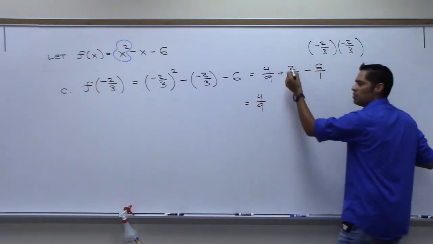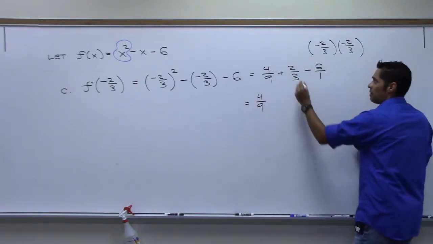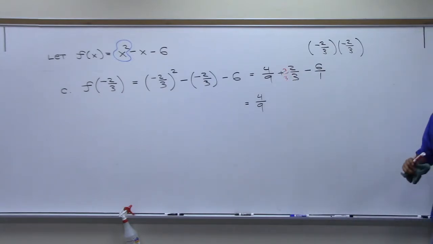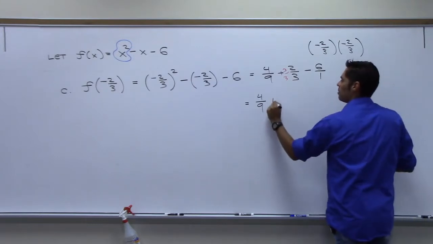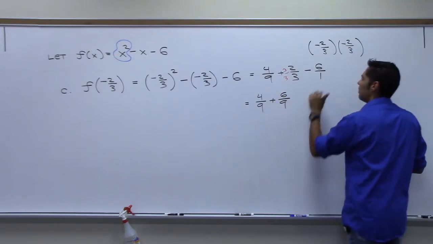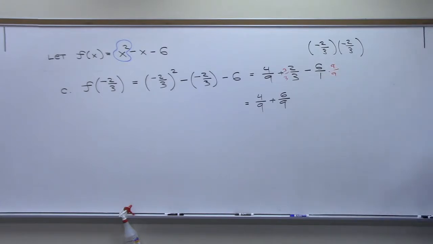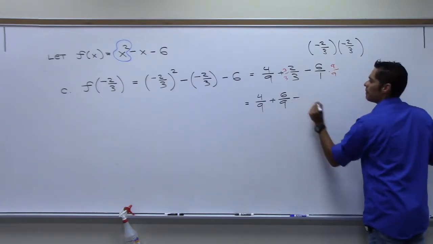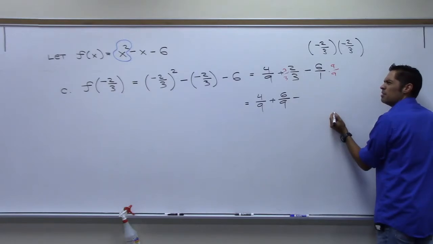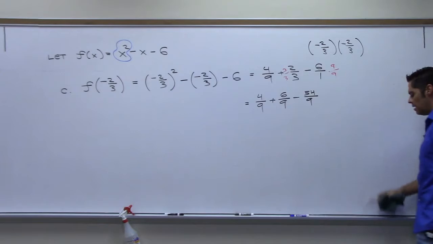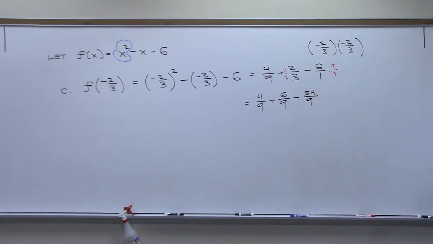4/9. How do I do this one? Multiply by 3 on the top and bottom, right? 3 here, 3 here. So what is it? 6/9 plus 6/9. And then I have to do 9 on the top and bottom here. So minus 9 times 6? 54/9. And then you can go straight across.